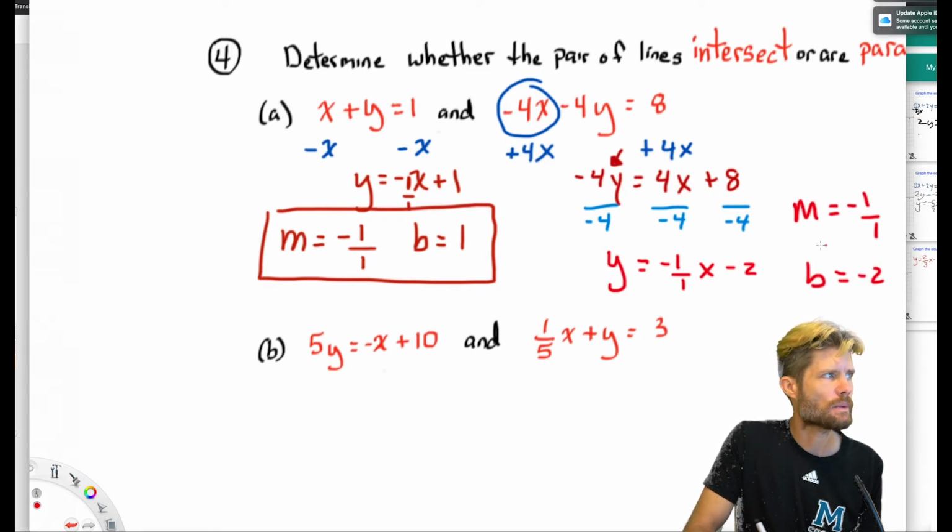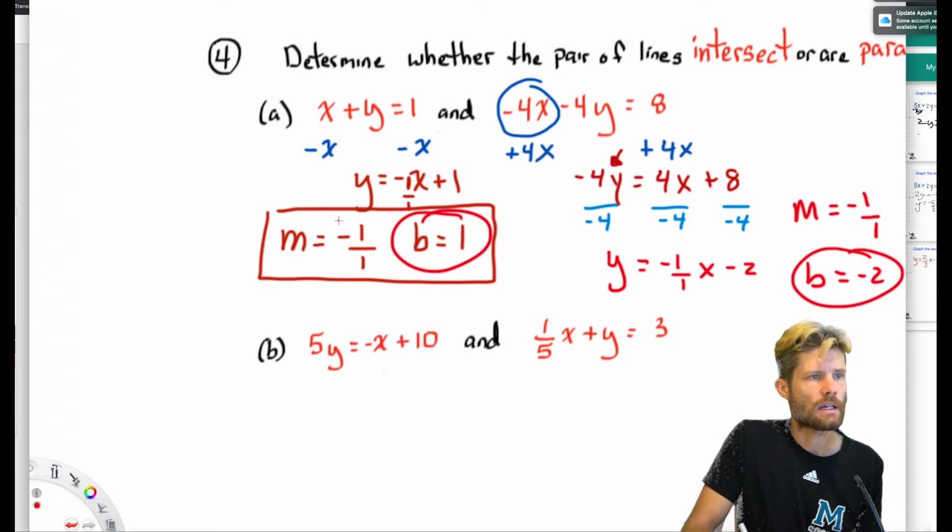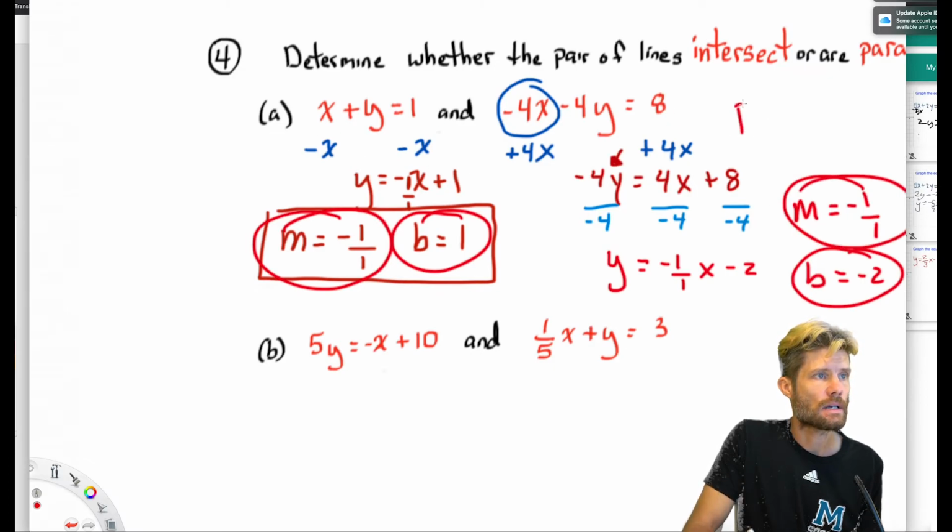Okay, what did we say we needed to have? We need different b's, check, and we need the same m's, same slope, check. This is parallel. These two lines are parallel.